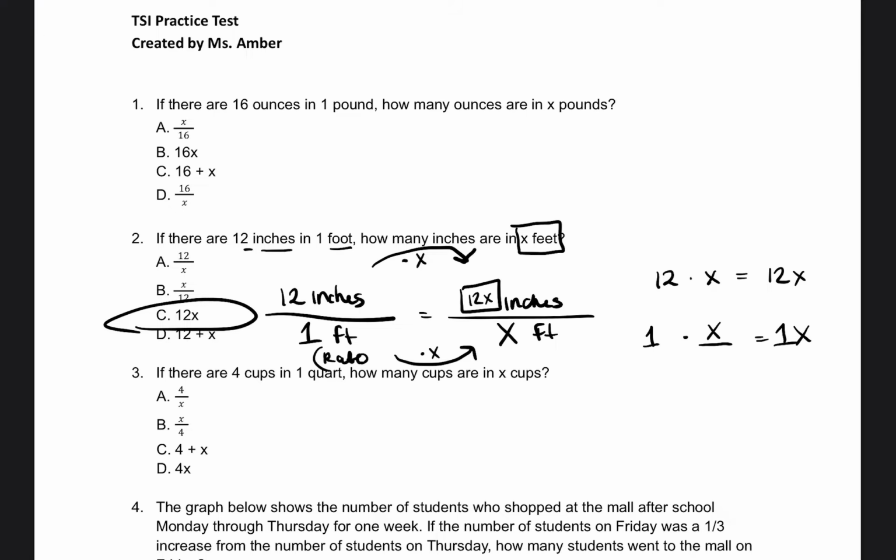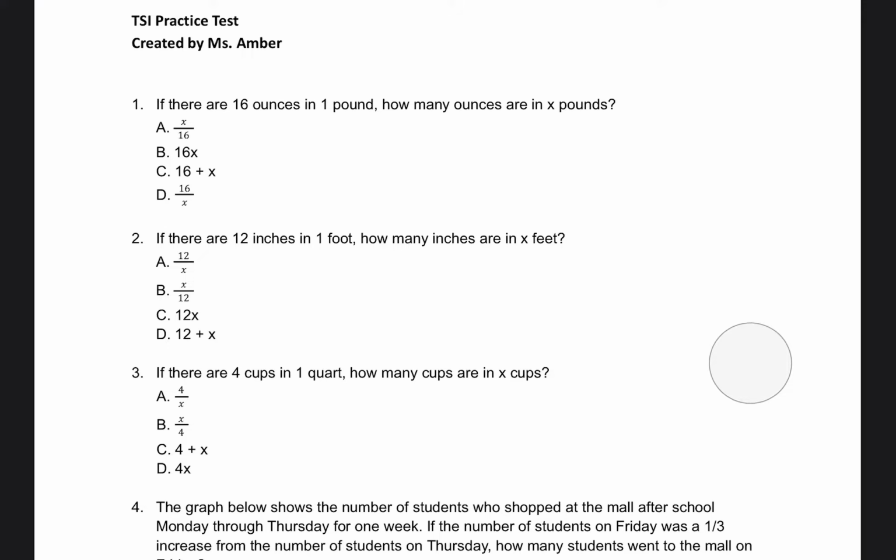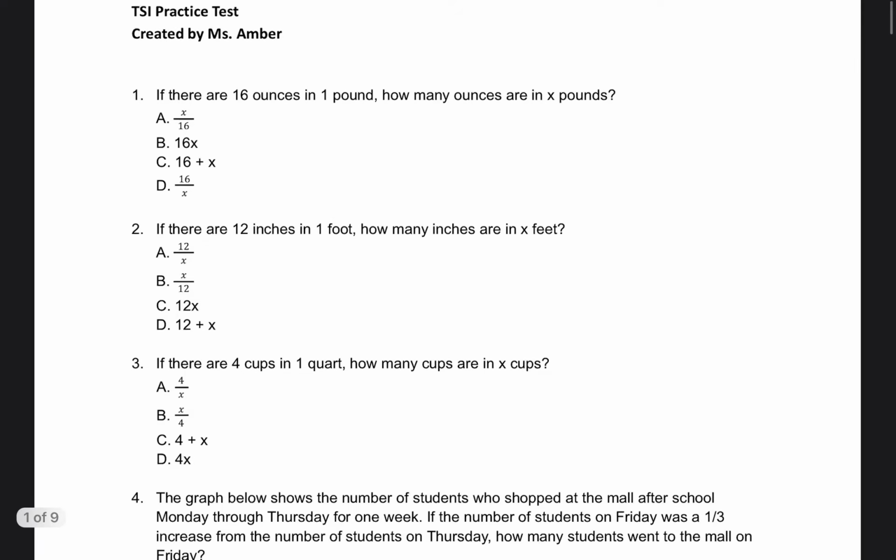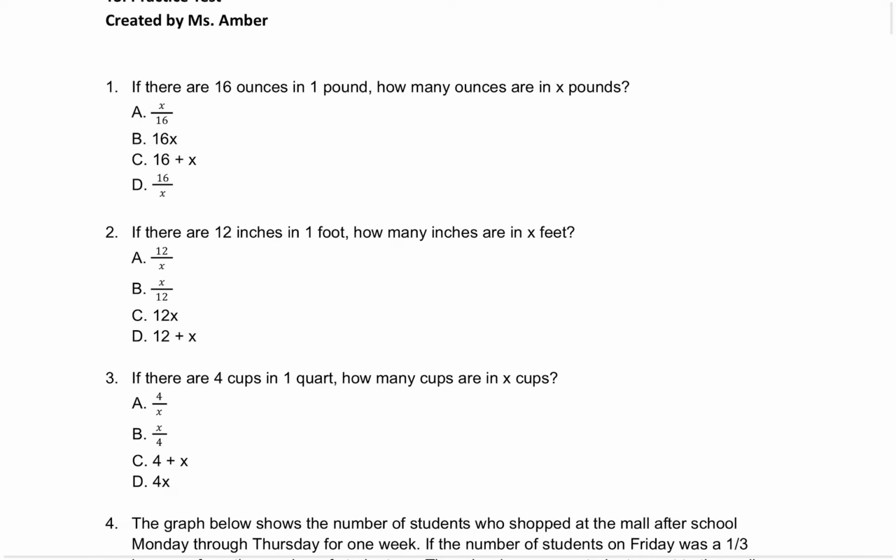Do you see how doing the same problem multiple times helps us to practice and helps us to remember how to do it? By the 3rd time, we'll be able to just breeze through this. So problem number 3, if there are 4 cups in 1 quart, how many cups are in X cups? Okay, so again, we have our rate. That's going to be our first fraction. So we have 4 cups in 1 quart.